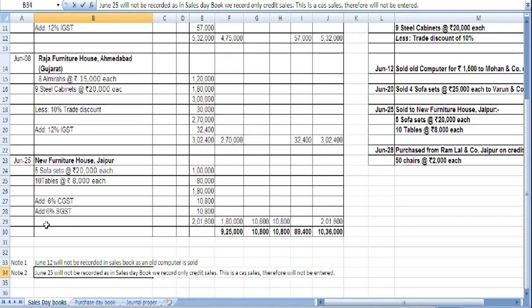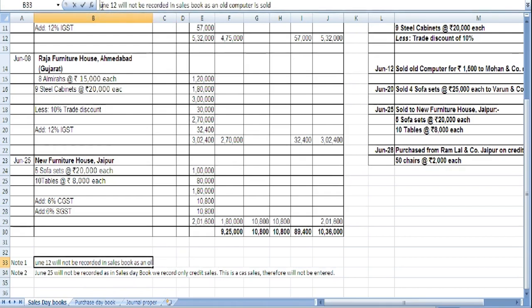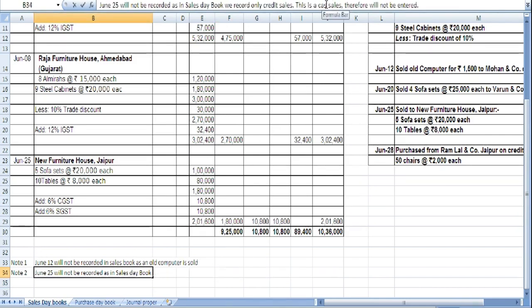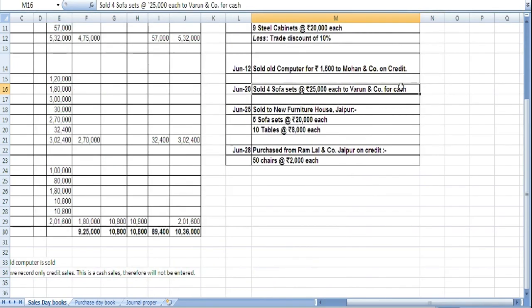Okay, so here we wrote the details about why we have not entered June 12 and June 25, because June 12 is sale of old computer, which is not a part of business sale, and June 25 will not be recorded in sales day book because we record only the credit sales, and since this particular is a cash sale, he has sold 4 sofa sets to Varun for cash and therefore will not be entered.